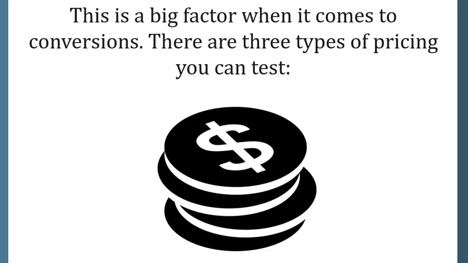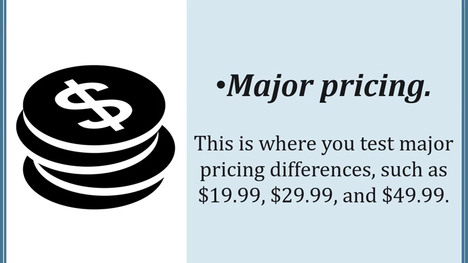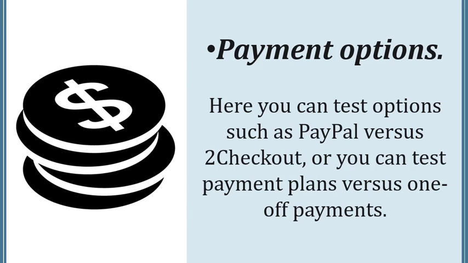Test pricing. And this is a big factor when it comes to conversions. And there are 3 types of pricing you can test. First, major pricing. This is where you test major pricing differences such as $19.99, $29.99, and $49.99.